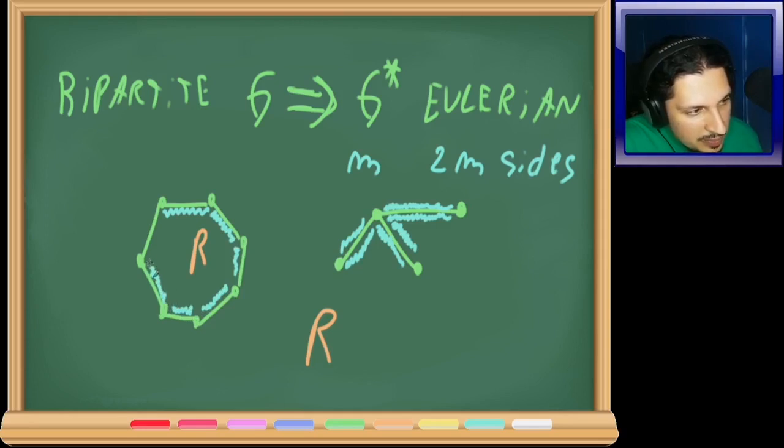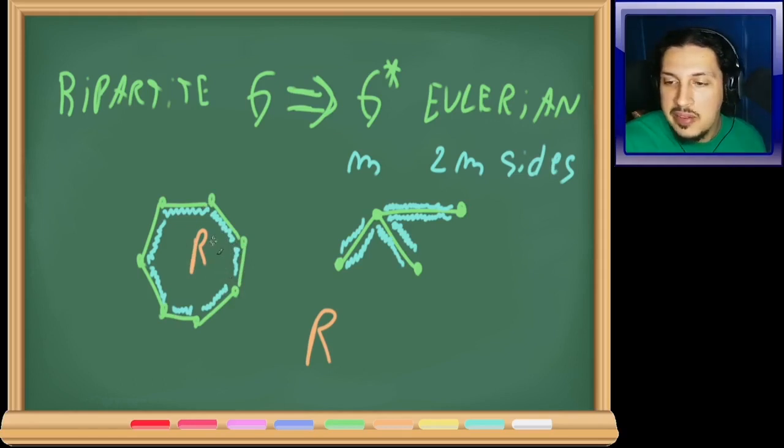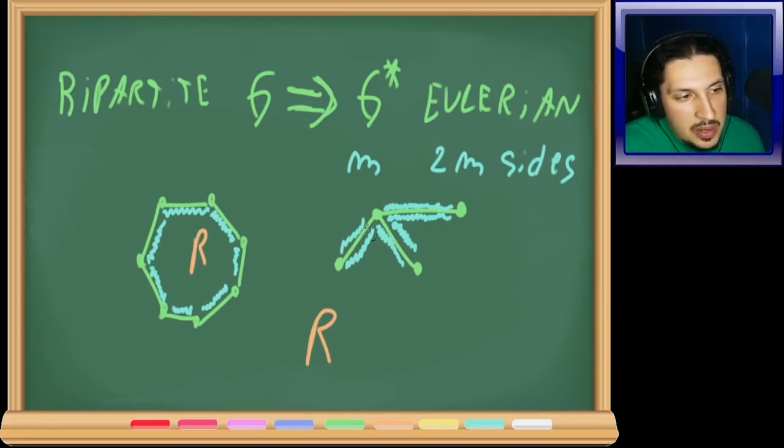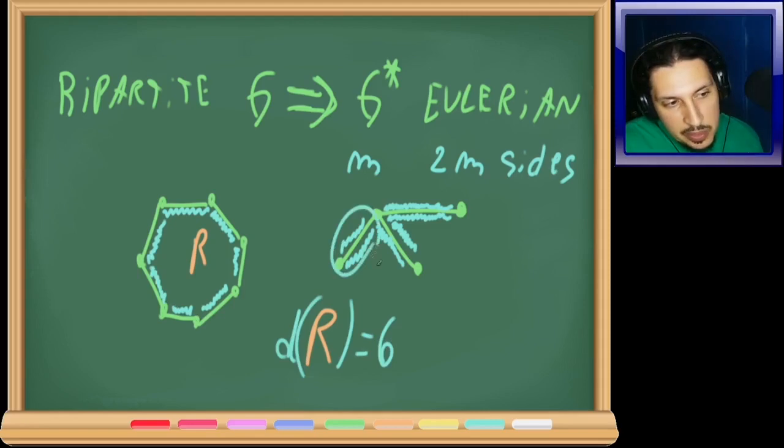And in this example, where we have a heptagonal region, only the inner sides of these seven edges are being touched. So this one would have degree seven. But in the case of the region on the right, the outer region touches six edge sides. So the degree of this region would actually be six, even though only three edges are involved. It doesn't matter. What matters is the number of sides.